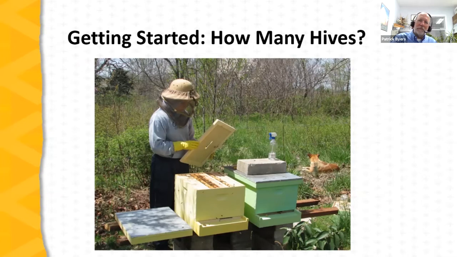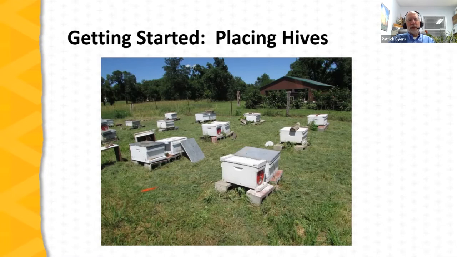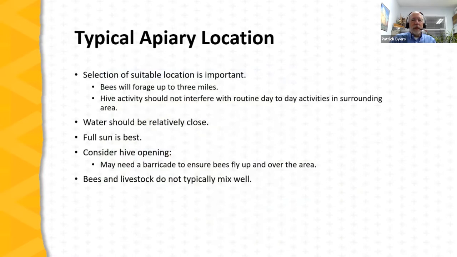Where should you place your hives? This is a good question. In an urban setting, oftentimes we don't have a lot of choice, but if you have a rural property and you're trying to decide where to place the hive, here are some things to consider. Keep in mind that your bees will forage some distance, up to 3 miles, and you want to set it up so that the activity in your hive doesn't interfere with other activities, either on your property or on surrounding properties. We'll talk more about that when we get into the discussion of urban bees, because that's definitely a consideration in an urban setting.